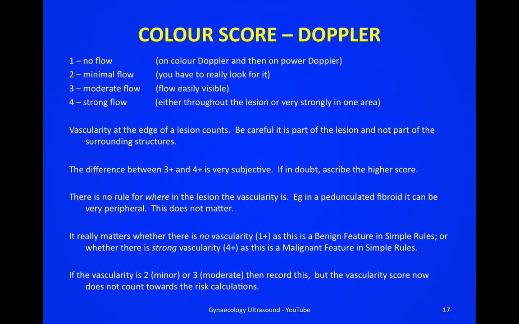Colour score Doppler: 1 means no flow, 2 is minimal flow, 3 is moderate flow, 4 is strong flow, either throughout the lesion or very strongly in one area. Vascularity at the edge of a lesion counts. Be careful it's part of the lesion and not part of the surrounding structures. The difference between moderate and strong, 3+ and 4+, is very subjective. If in doubt, ascribe the higher score.